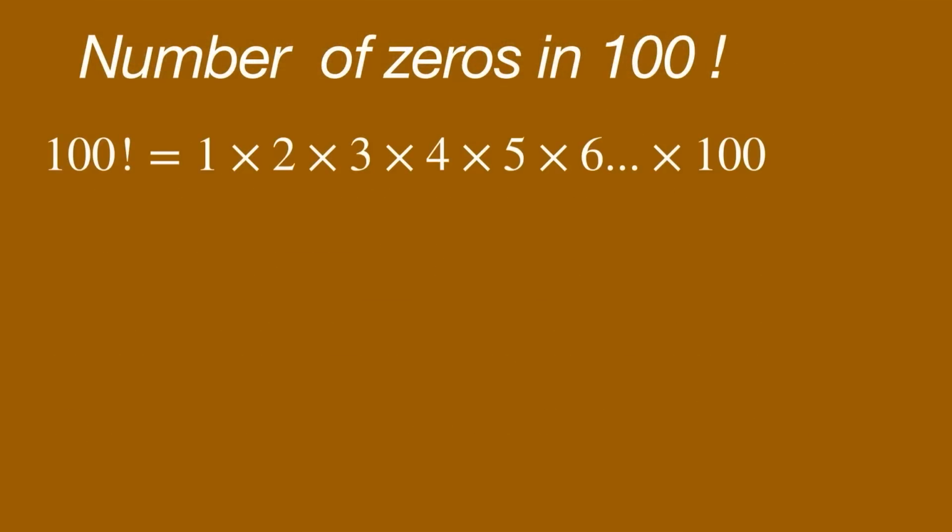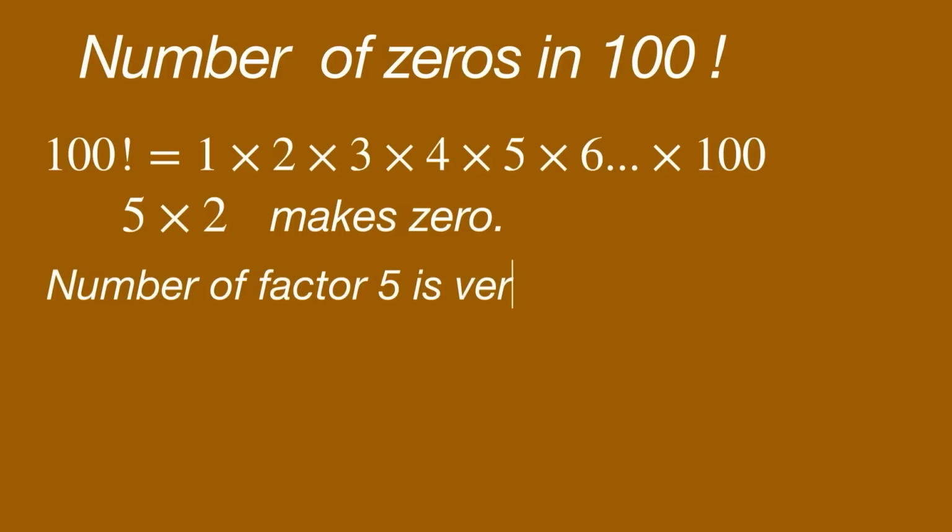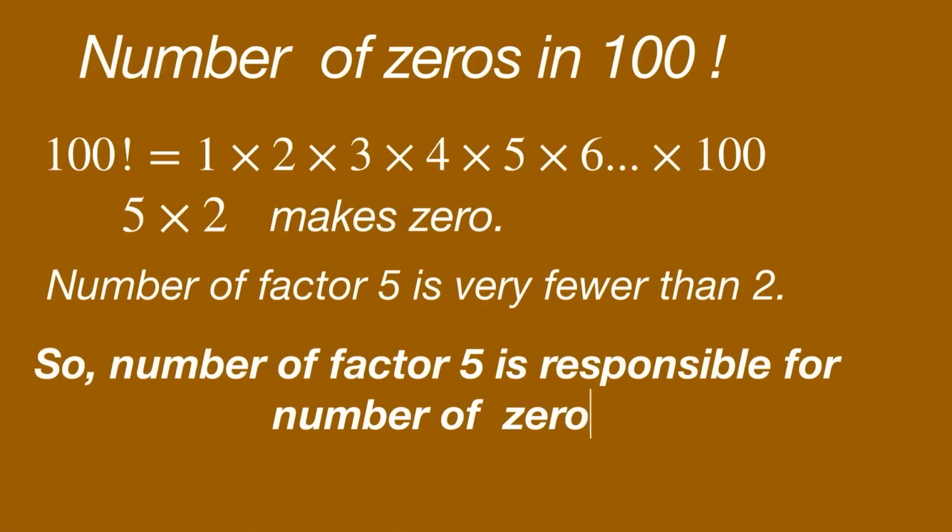So 100 factorial is 1 into 2 into 3 into 4 into 5 into 6 into 7 and so on, and the last is into 100. So actually we have to find out the number of zeros. Here we see 5 into 2 makes 0, and the number of factor 5 is very few compared to 2. So the number of factor 5 is responsible for the number of 0. We can understand it.